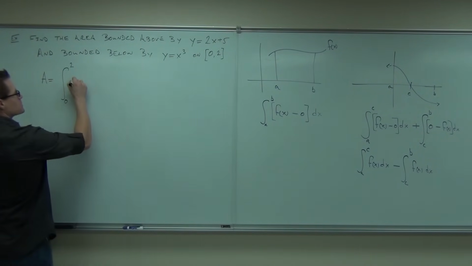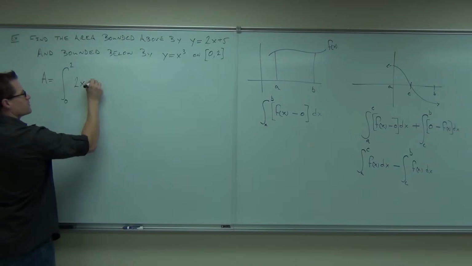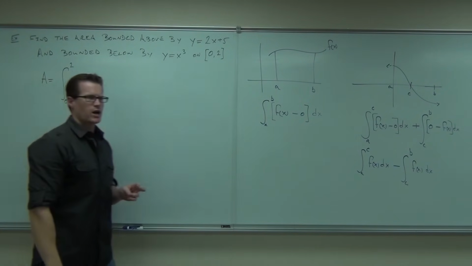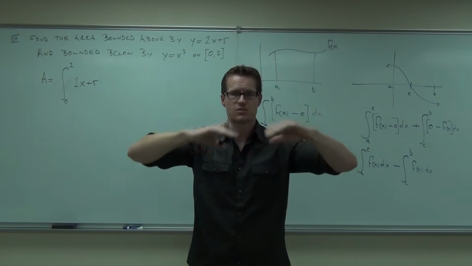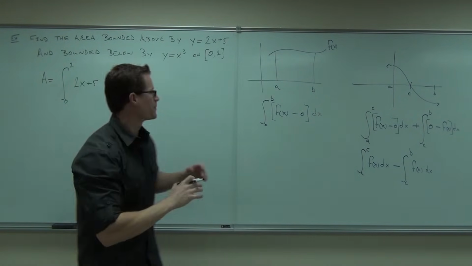So bounded above by 2x plus 5. Do I add or subtract? Subtract. Yeah, you're subtracting. Remember, you're basically taking big area minus small area to find the area between them.